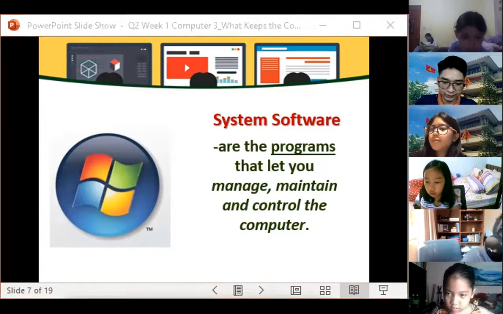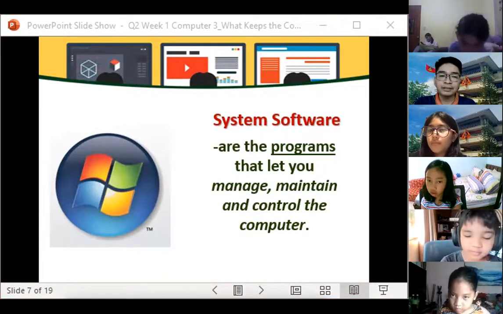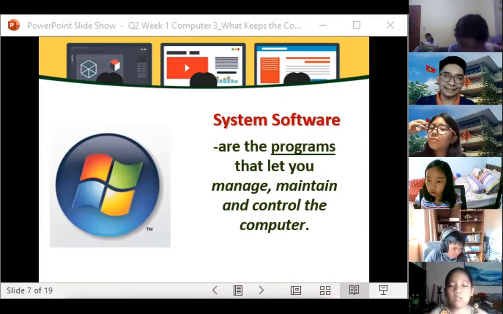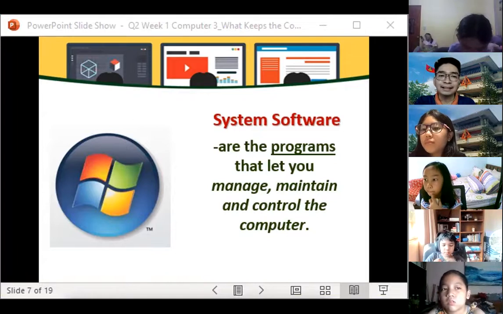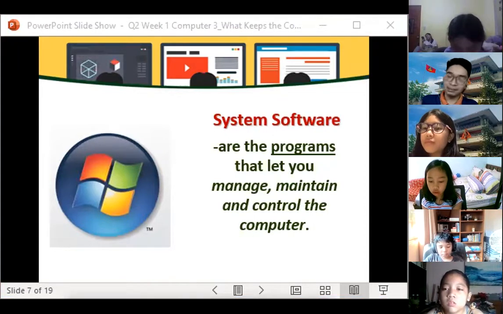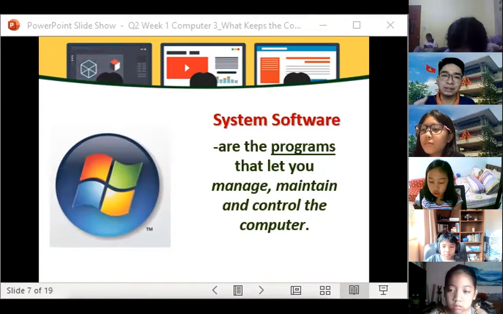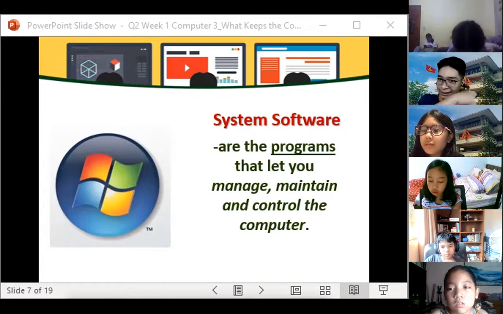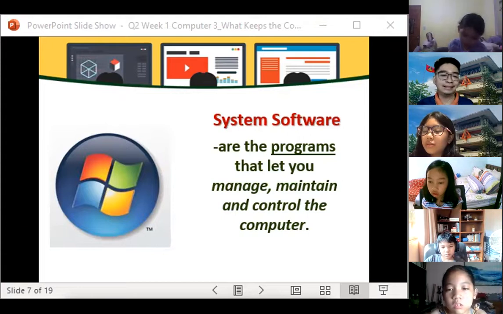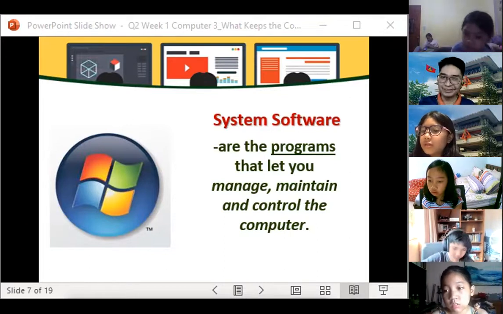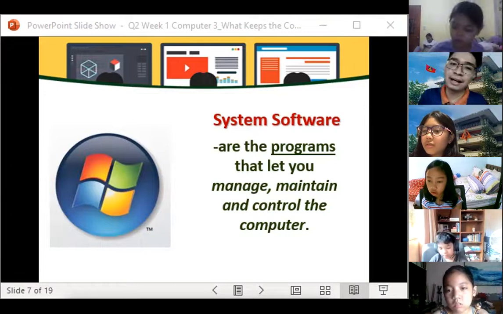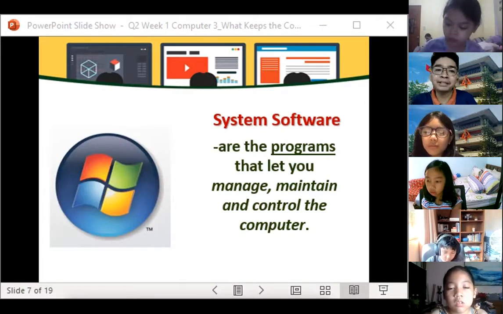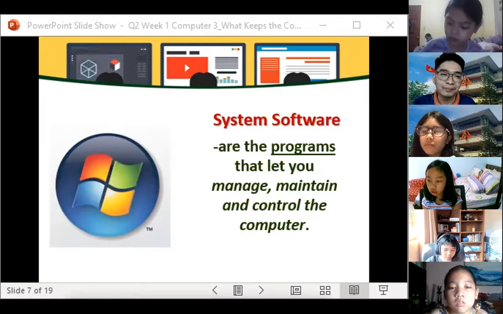Okay. So these are the roles of a system software. These are programs, things inside the computer that let you manage, maintain, and control the computer. So yung pagtakbo ng computer, as what I said a while ago, it is different sa pagtakbo ng tao. Kasi ang concept natin ng tao, pag tumatakbo, mabilis na paglakad. Pero ang computer, it runs in a different way. Pag tumatakbo yung computer, ibig sabihin lang na gumagana yung computer. And these system softwares are what makes the computer running because it manages, maintains, and controls the computer.